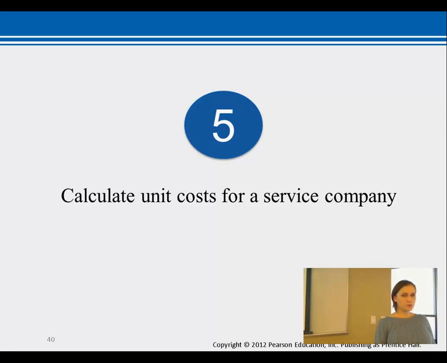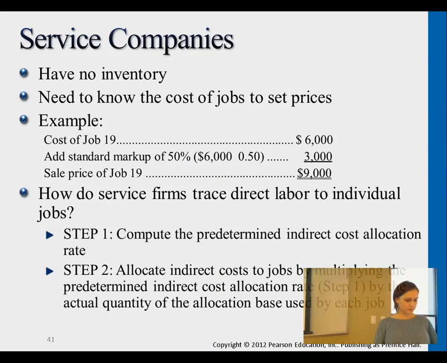Alright, so next, let's calculate unit cost for a service company. Now, do you remember how a service company is different from any other? We don't have any inventory, right? Okay.